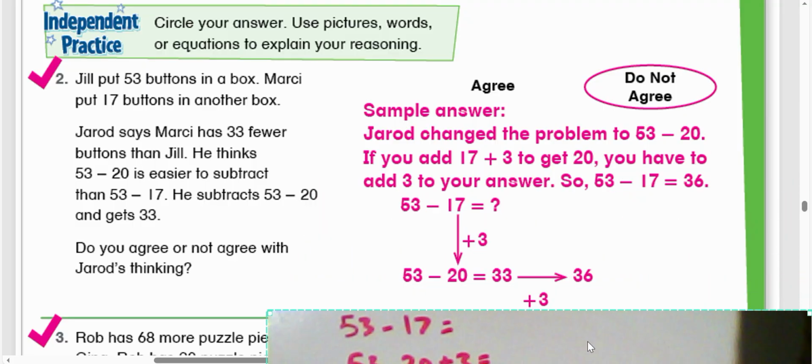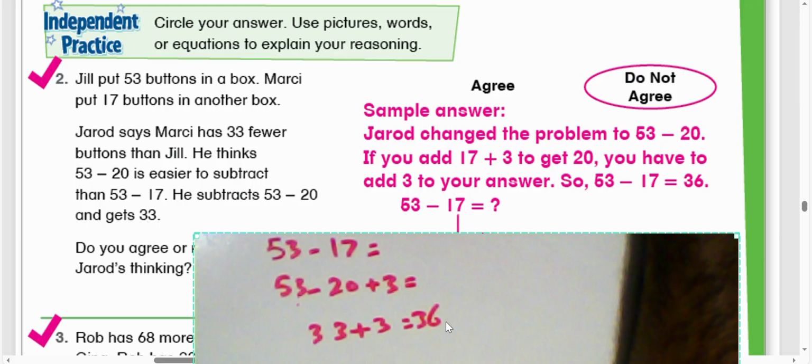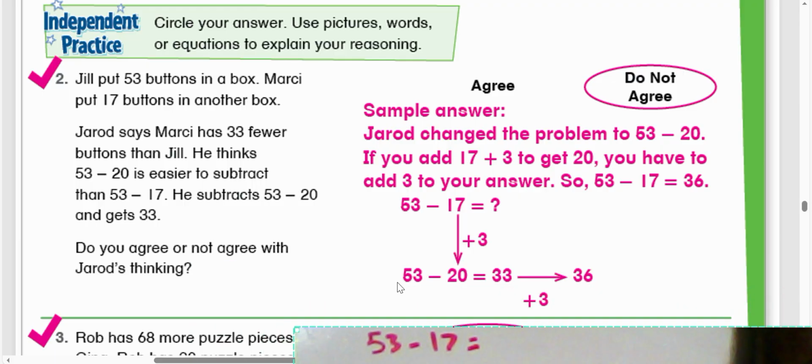Okay, because you must add 3 here. The result is 33, so add 3 to get the answer. He subtracted 3 instead of adding 3. No, it's not correct. So I don't agree with him. Jordan changed the problem to 53 subtract 20.